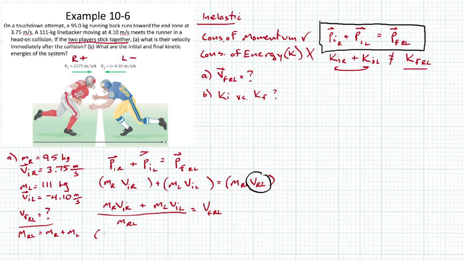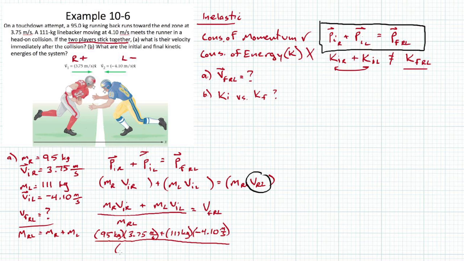The mass of the running back, that's 95. I should be a good example, so I'm going to write my units in. 95 kilograms times initial velocity, that's 3.75 meters per second, plus the mass of the linebacker, 111 kilograms, times his initial velocity, negative 4.10 meters per second. All that over the mass of them both, their combined mass.